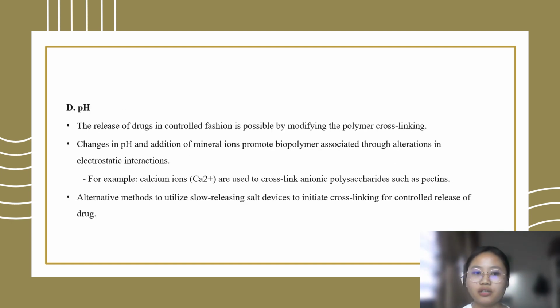Next is pH. The release of drug in a controlled fashion is possible by modifying the polymer cross-linking. Change in pH and addition of mineral ions can promote biopolymer association through alteration in electrostatic interaction. For example, calcium ions are used to cross-link ionic polysaccharides such as pectin. So this alternative method can be utilized in a slow-releasing salt device to initiate cross-linking for controlled release of drug.